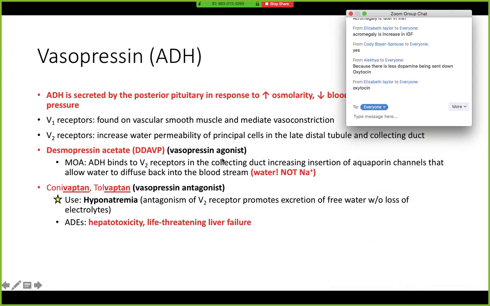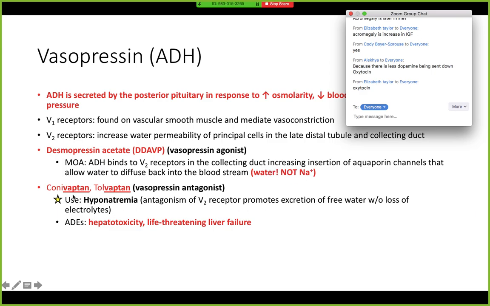And then two drugs to know here are desmopressin, which is your vasopressin agonist, and it's going to bind to the V2 receptors in the collecting duct, which leads to the insertion of aquaporin channels, and that allows water to diffuse back into the bloodstream. But something you should understand is that it's just water and not sodium.